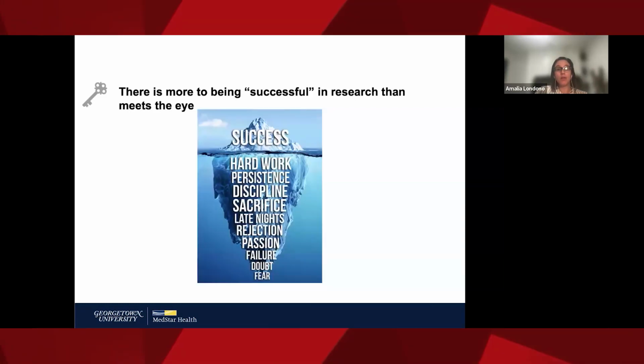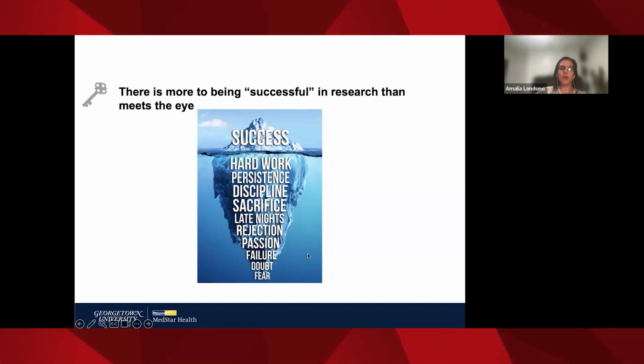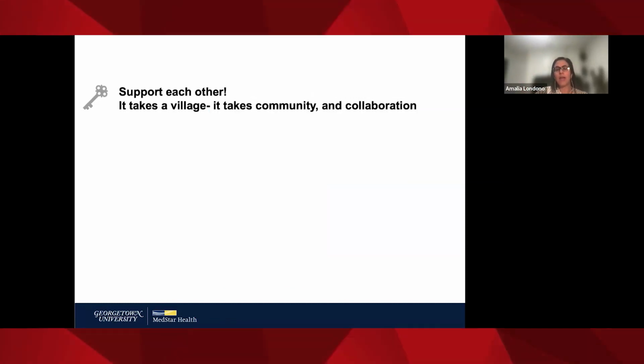There is more to being successful in research than meets the eye. Okay, so there's success and you see all these publications, but there's all these things underneath: rejection, passion, failure, doubt, fear, and sacrifice. And I think it's really important to remember that when you see these people and you're like, oh, they make it seem so easy. It's really tough. And support each other.